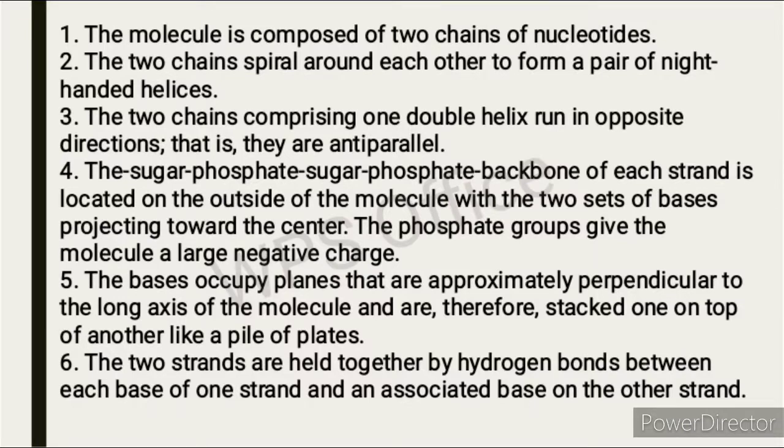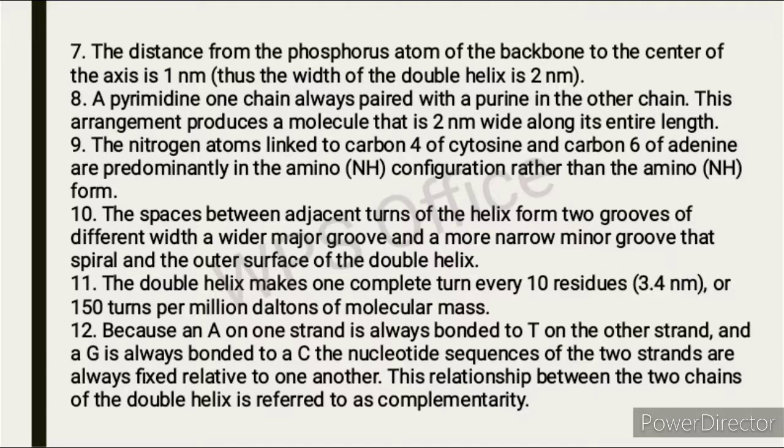Number 7: the distance from the phosphorus atom of the backbone to the center of the axis is 1 nanometer. Thus, the width of the double helix is 2 nanometers. Number 8: a pyrimidine in one chain is always paired with a purine in the other chain. This arrangement produces a molecule that is 2 nanometers wide along its entire length.